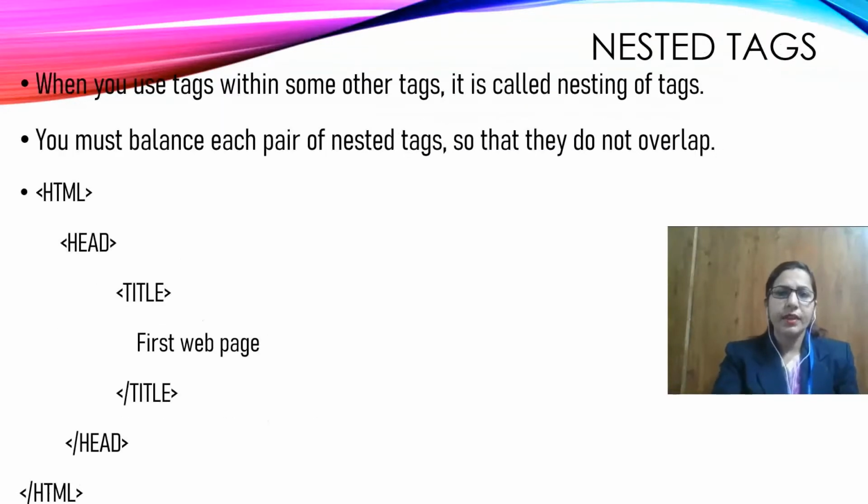Okay, next is nesting of tags. How can we say it? When we use tags within some other tags, this is called nesting of tags. You can see here the HTML tag has a head tag, and the head tag further has a title tag, and then it is closed, closed, and closed. So this thing is called nesting of tags. You must balance each pair of nested tags so that they do not overlap.